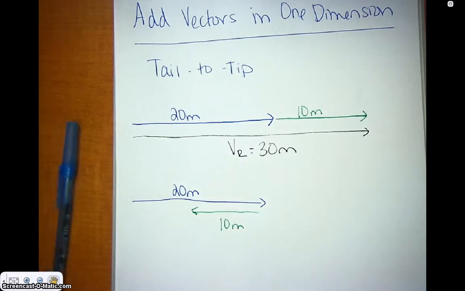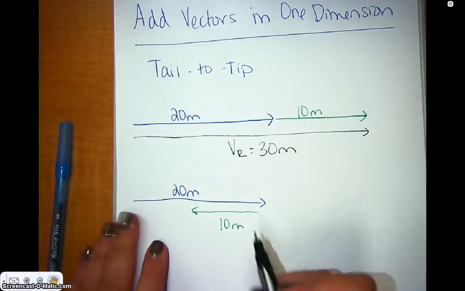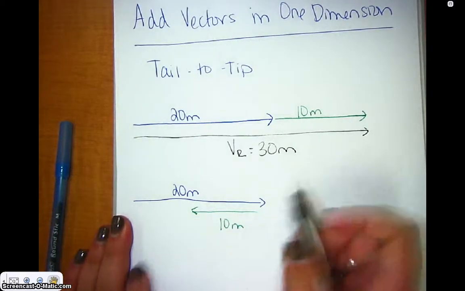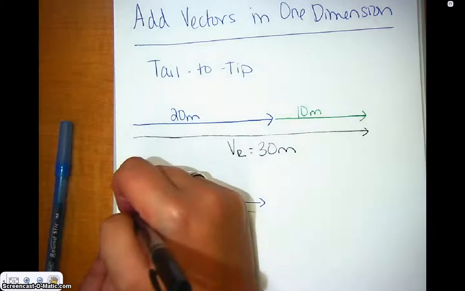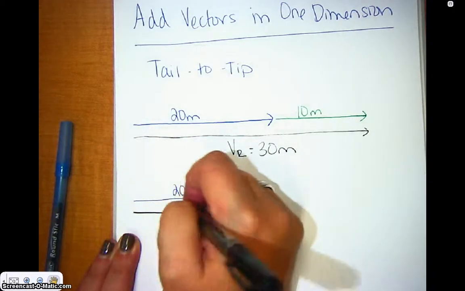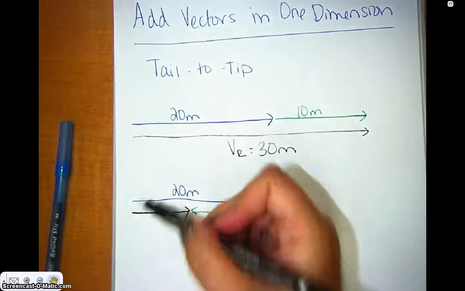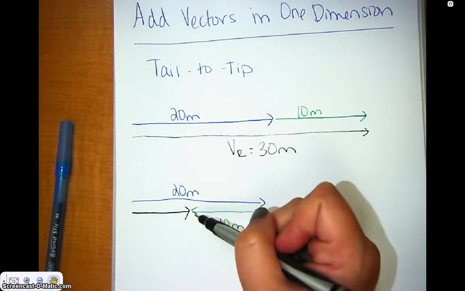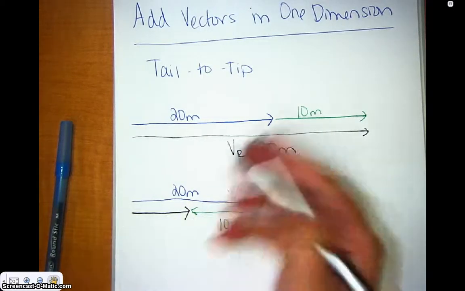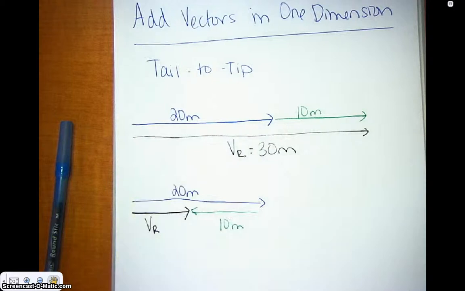But let's use our tail to tip method to actually draw our resultant vector, right? So I drew the first vector, and then I put the tail of the second vector at the tip of the last, and then the resultant vector goes from where I started to where I ended up, or from the tail of the first vector to the tip of the last vector. That would be my vector resultant.